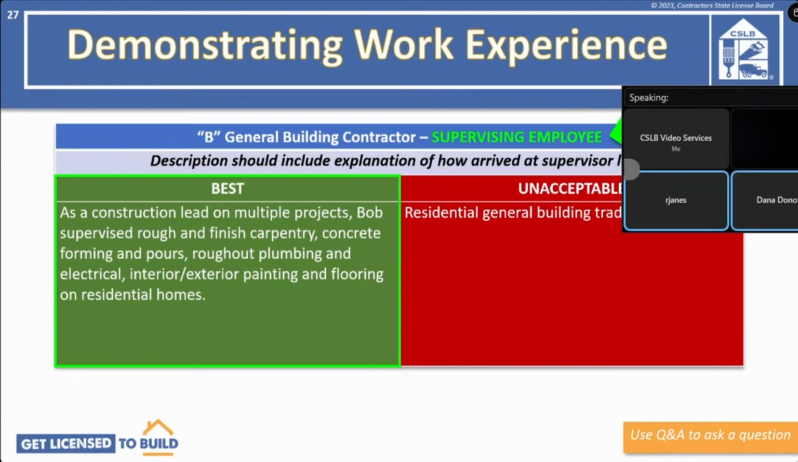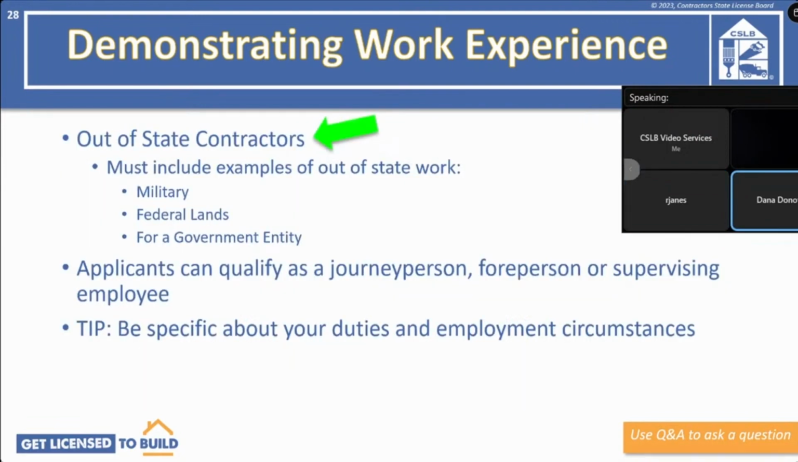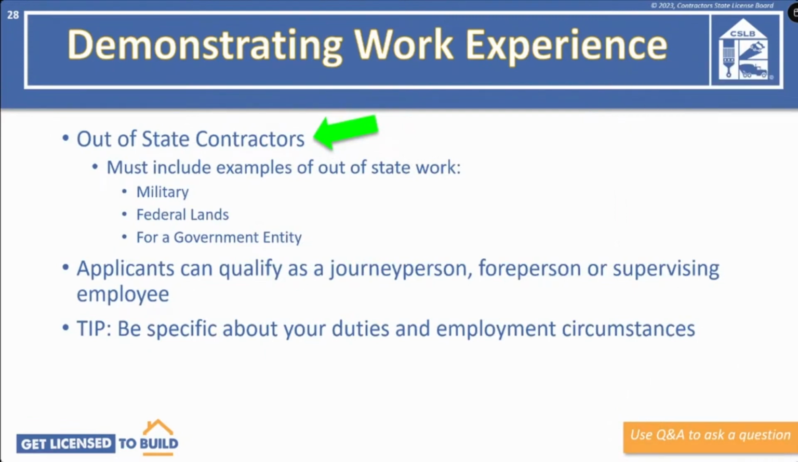For out-of-state contractor experience, the description must include examples of work done that were out of state, military, on federal lands, or work for a government entity. Applicants can qualify as a journey person, foreperson, or supervising employee. A tip: be specific about your duties and employment circumstances.